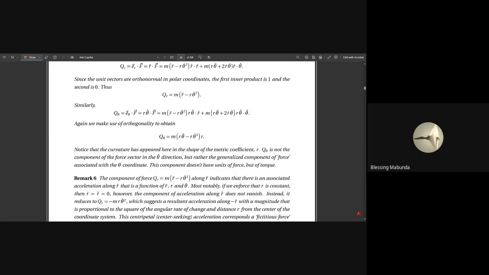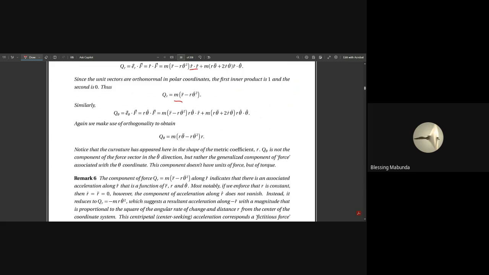And so we note here that since unit vectors are orthonormal in polar coordinates, the first inner product is going to be 1, and the second is 0. So r hat dotted with r hat gives us an answer of 1, but r hat dotted with theta hat gives us a value of 0. Meaning that this is the only term that remains for Q_r.